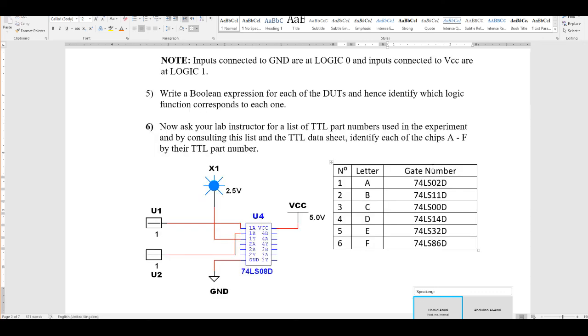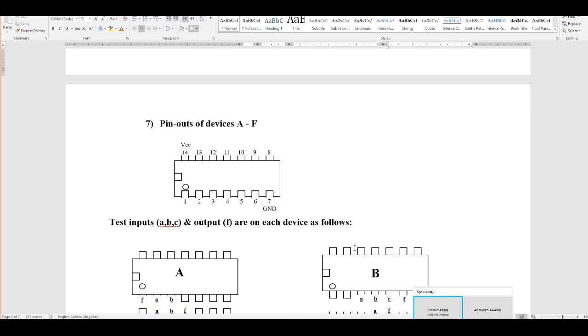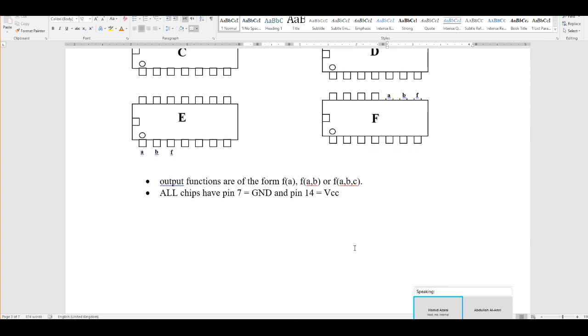You can add one column here in your report. You can type name, for example, or IC name, and there you can name it. For this one, we found it to be NAND gate. So we need you to do the same thing for the other ones given to you. You go one by one in your simulation, and you have to take a screenshot of your simulations.